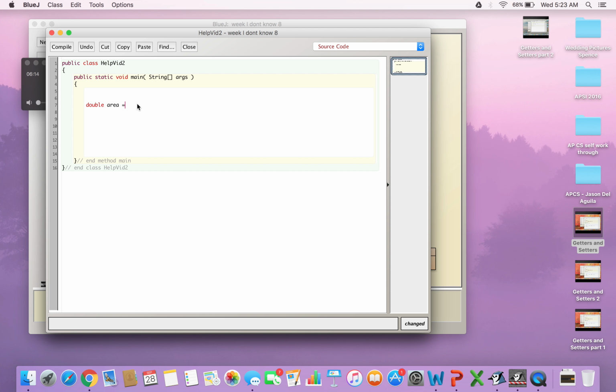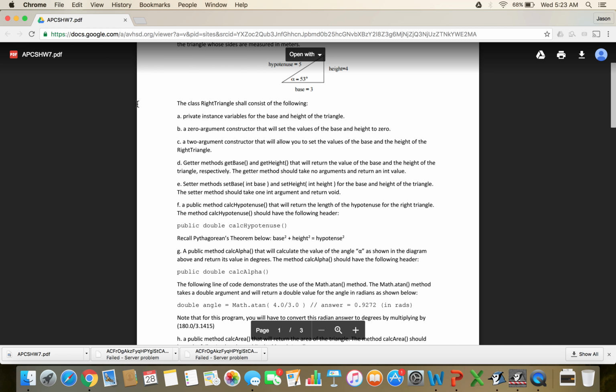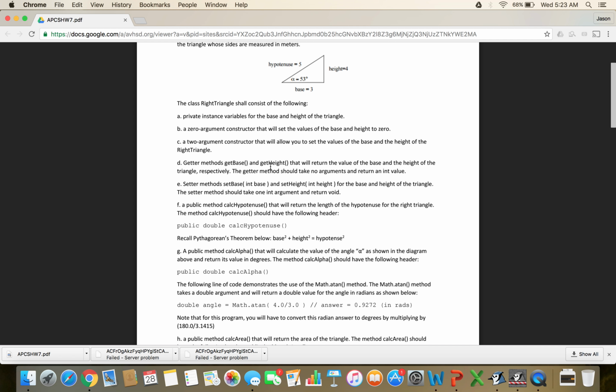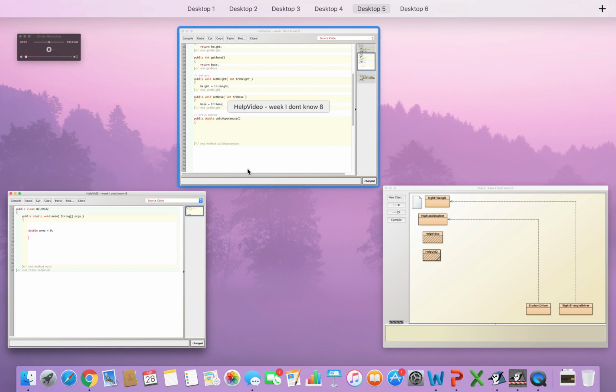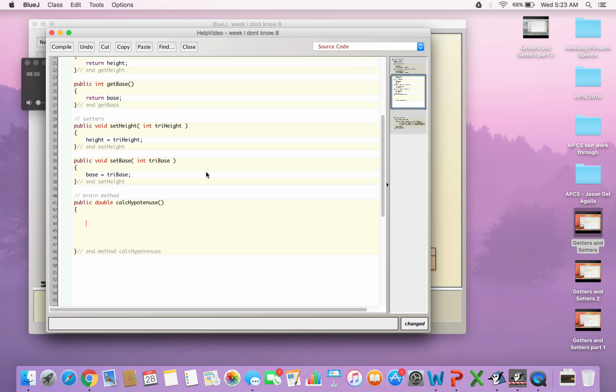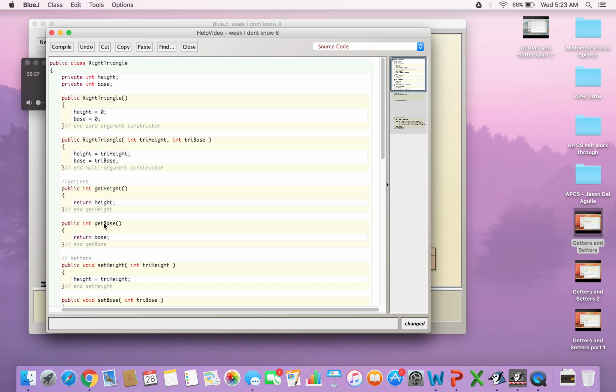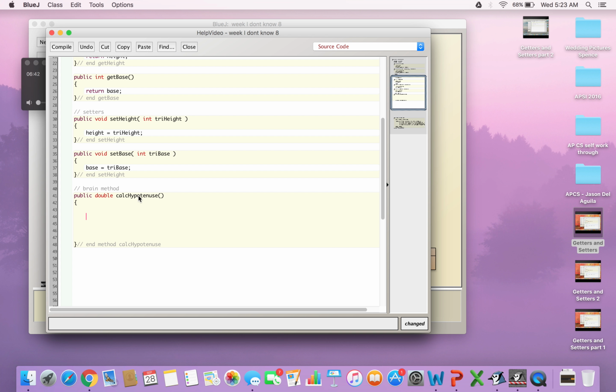and just initialize it to 0 first. And then what do I need in this instance? Calc hypotenuse, I need the base and the height. Well, suppose that this function, or this method, sorry, it's called a method in Java. This method, I need to use the base and the height to calculate my hypotenuse.